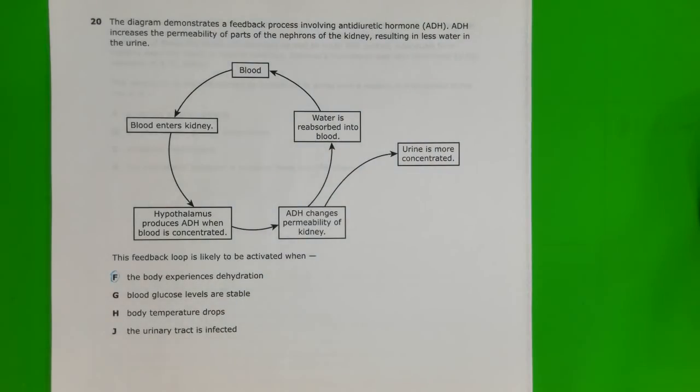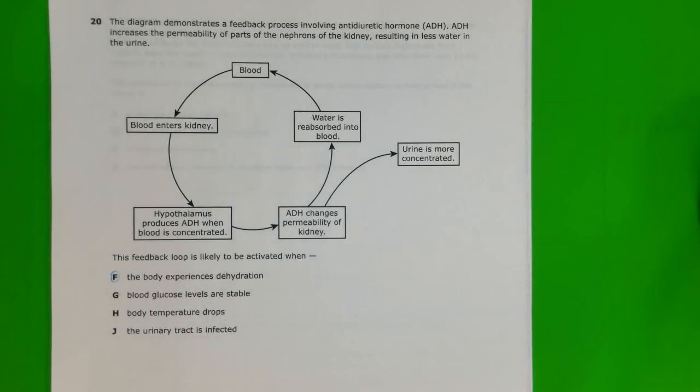We were on question number 19, so let's go to question 20. The question says, this diagram demonstrates a feedback process involving antidiuretic hormone, ADH, and it says ADH increases the permeability of parts of the nephrons of the kidneys, resulting in less water in urine.